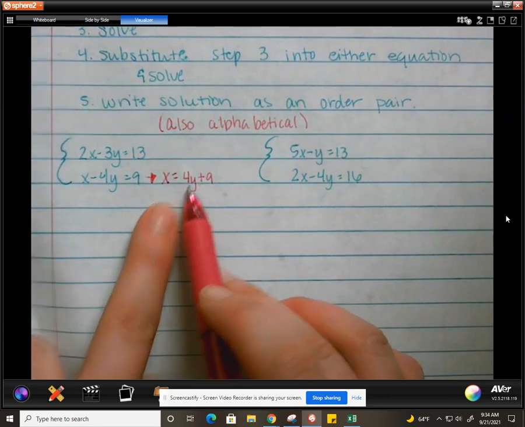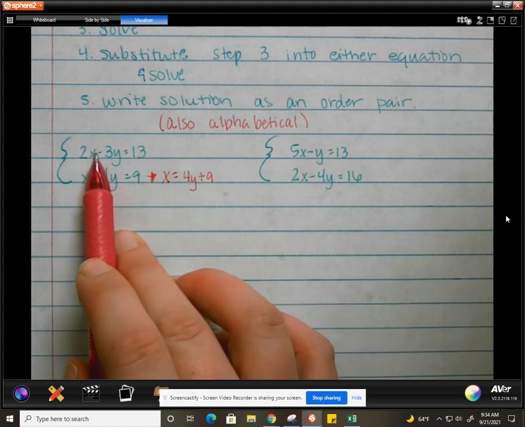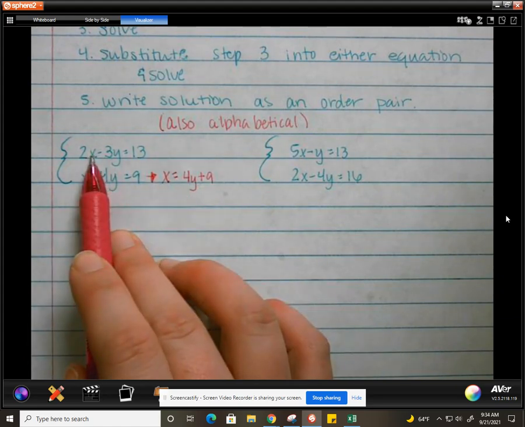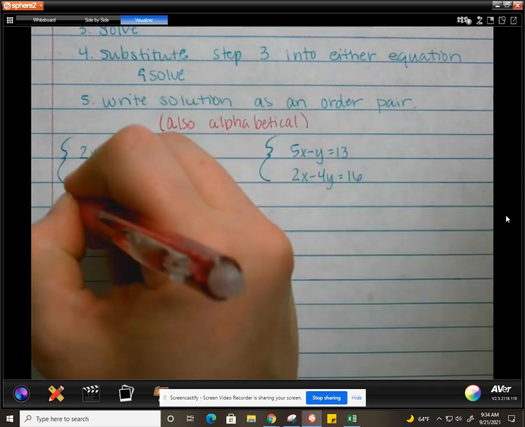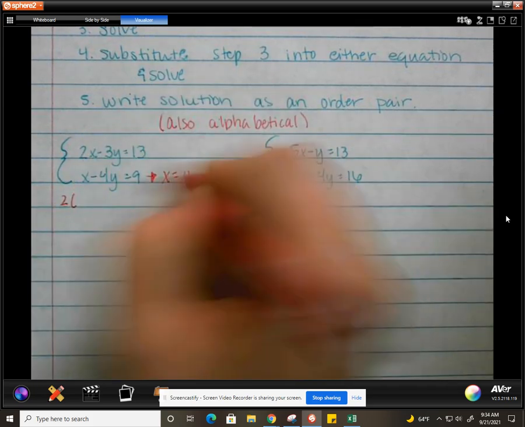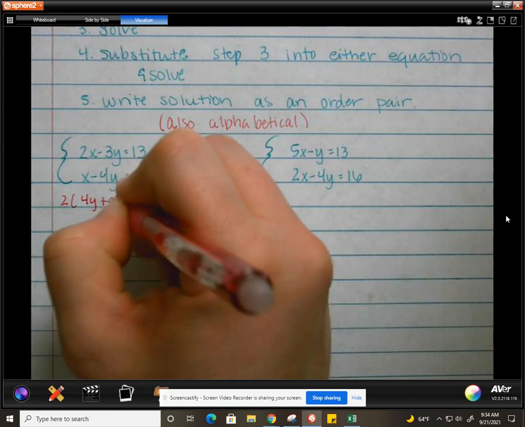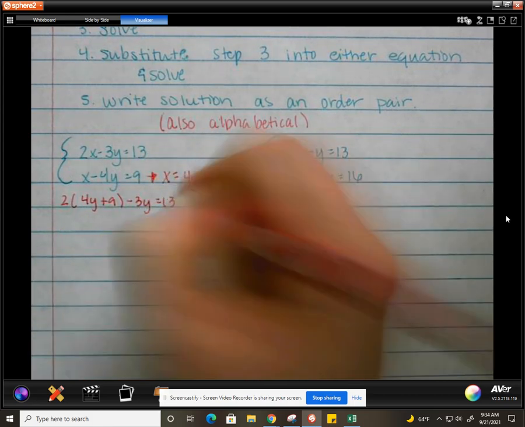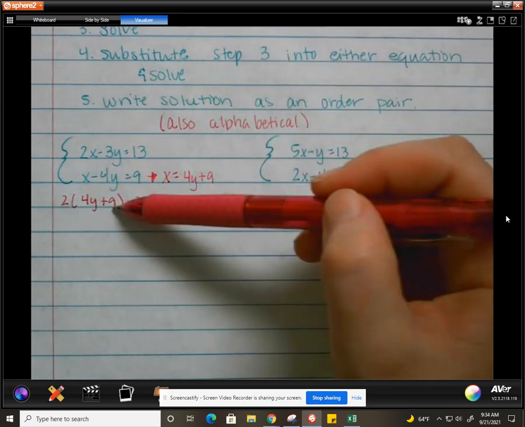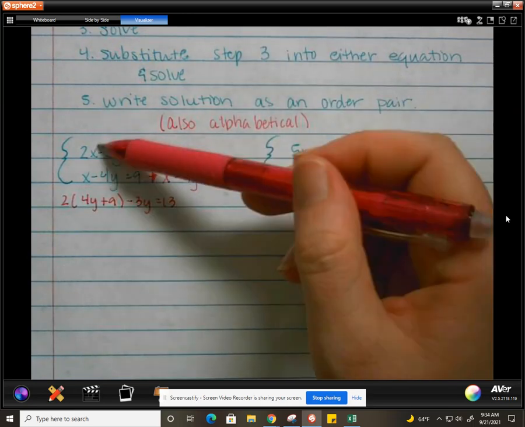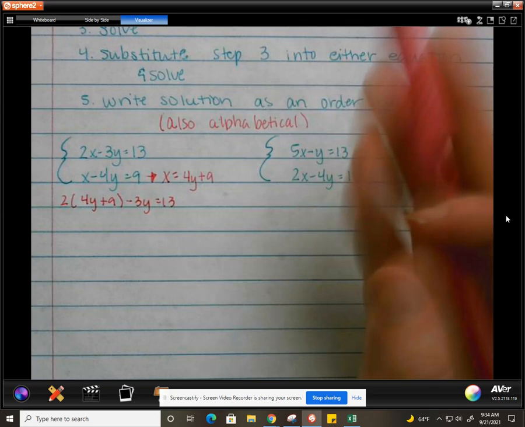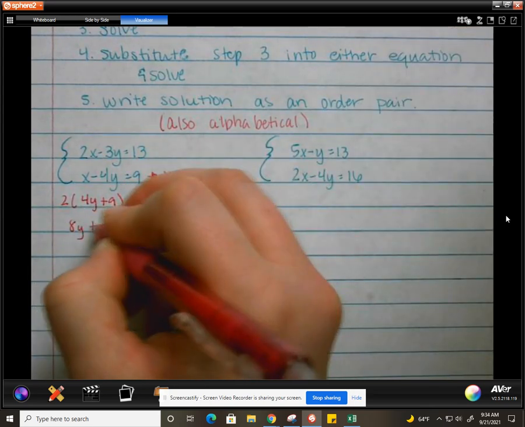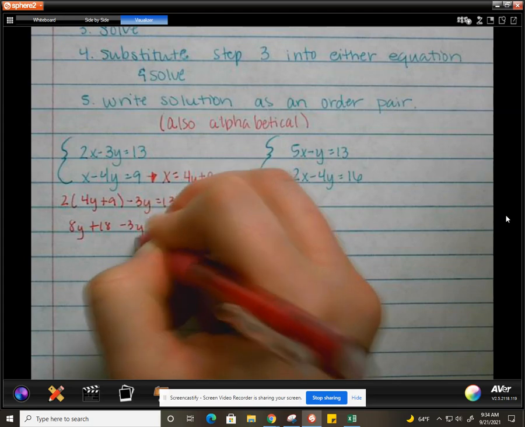Step one done. We're going to now take this and plug it into this equation. Since this says x equals, you plug that into the x value of the other equation. So we're going to do 2 times, and instead of x, we're going to put 4y plus 9. And then we finish the rest of the problem. Minus 3y equals 13. So step 2 is substituted in. We did that. We replaced x with our isolated, and then step 3 is to solve. So 2 times 4y would be 8y, 2 times 9 would be 18. Bring down minus 3y equals 13.